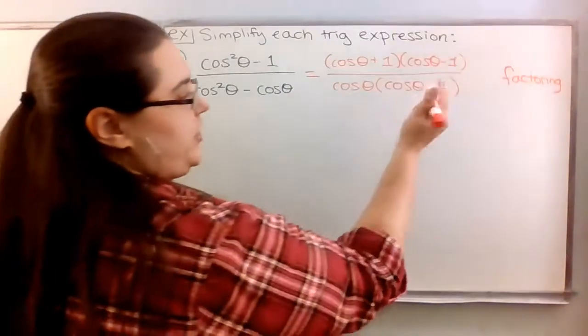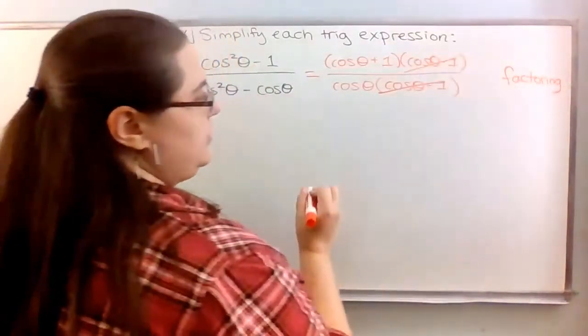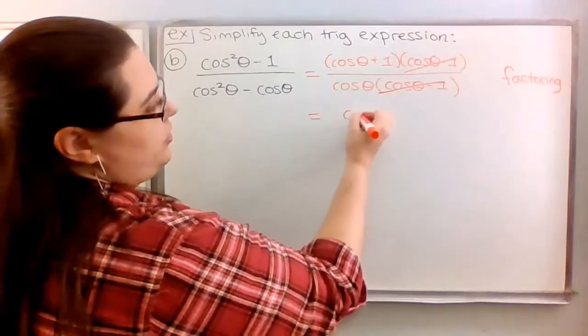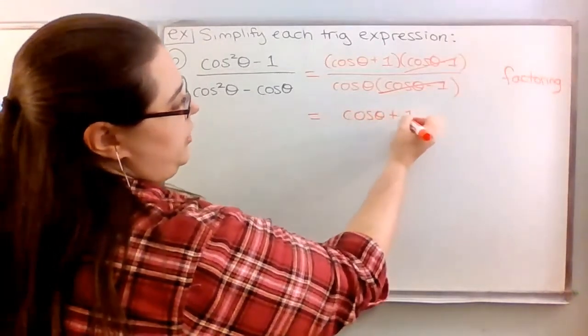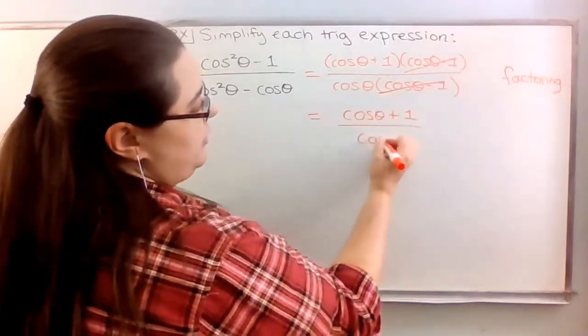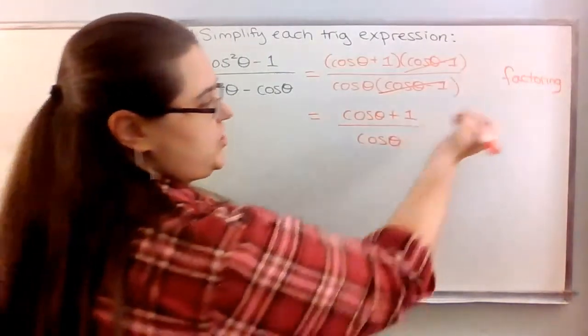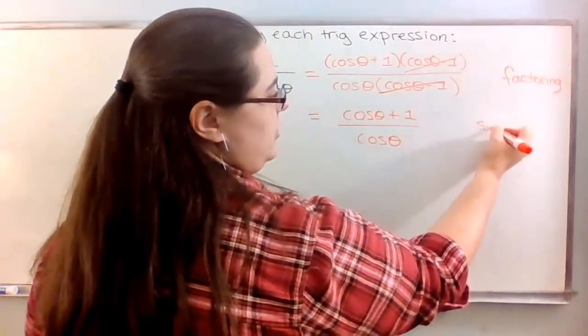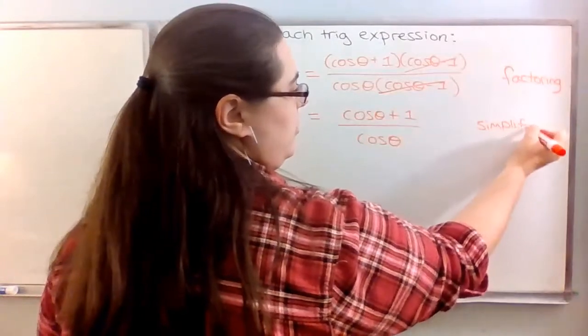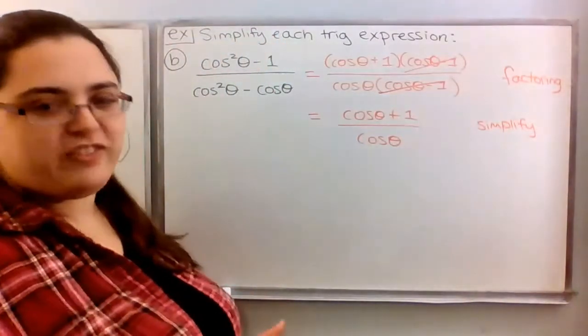So the cosine of theta minus 1 is going to cancel, and we end up with cosine of theta plus 1 over cosine of theta. And that's just simplifying a fraction, canceling common factors.